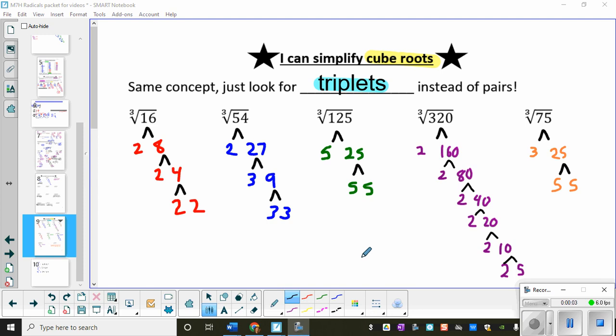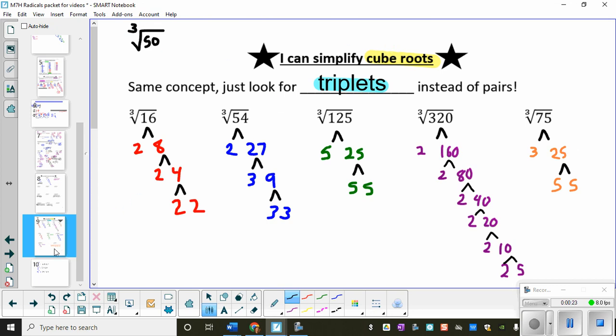Hey folks, welcome to the video where I'm going to teach you guys how to simplify cube roots. So far in the whole unit, we've been focusing on how to take the square root of something that might not be a perfect square. And today, instead of it just being a square root, we're going to see a number right here that's a 3. So that's how you know we're now looking for cube roots.